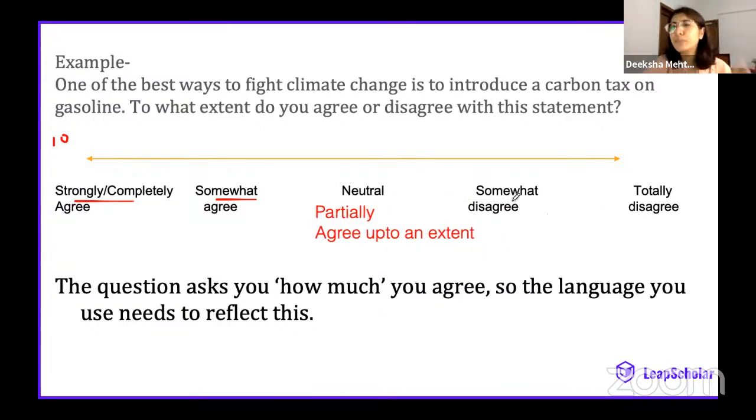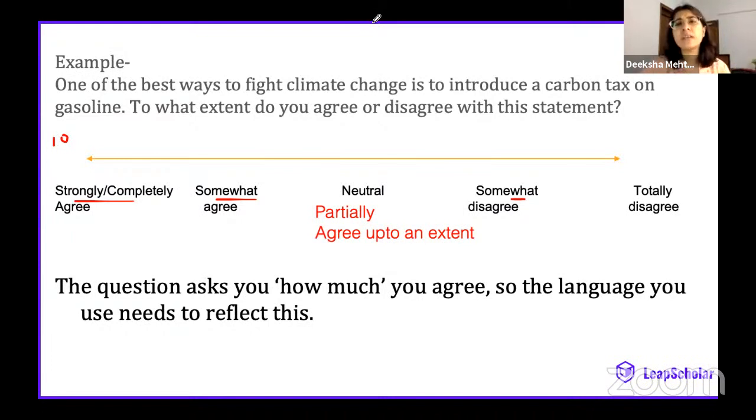Or you can say, I somewhat disagree. That means I disagree a little, or I totally disagree, right? So please make sure that if the question is asking, to what extent do you agree, you need to use an adverb to show the extent of your agreement. How much are you agreeing or disagreeing, right? So now your opinion essay can be worded in two different manners, but it's asking the same thing.